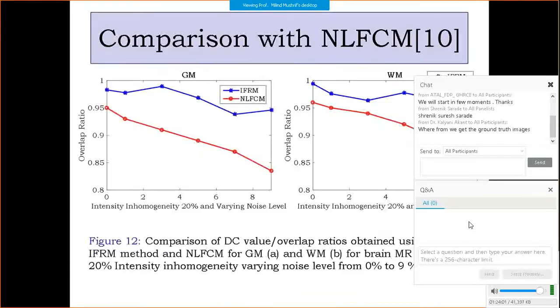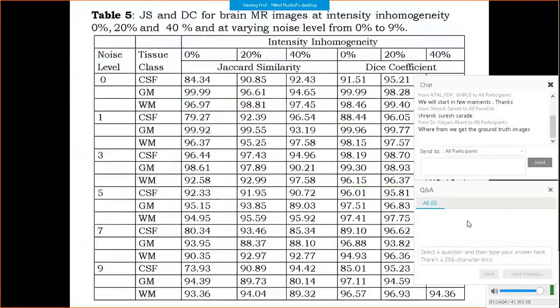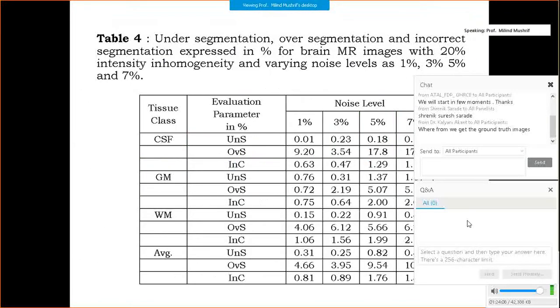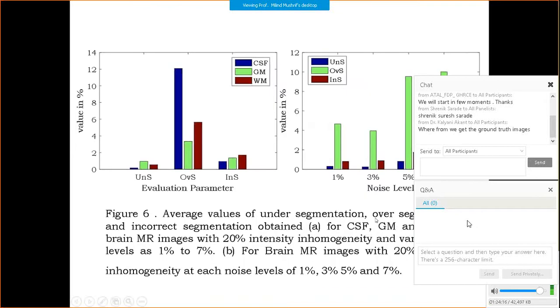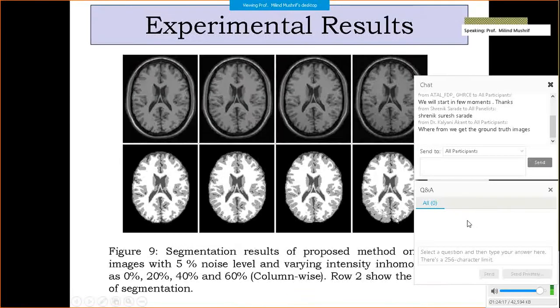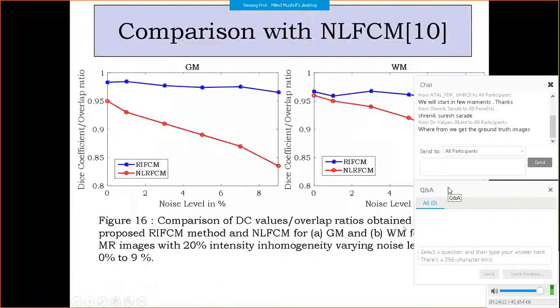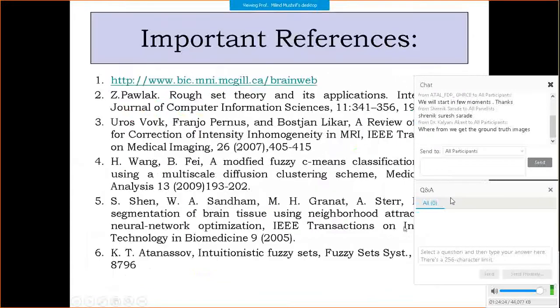Yeah, there is a question, sir. Hello, sir, Mushrif sir. Where do we get the ground truth images? Ground truth images, I mentioned that we obtain those from BrainWeb. We'll show the reference. It is there. Yeah, first reference.